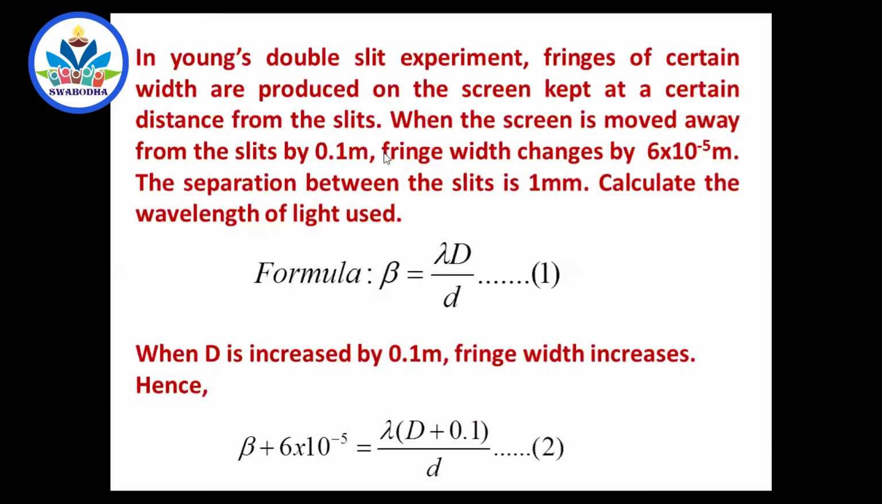Sometimes they give the sentence directly, saying that fringe width increases by 6 into 10 to the minus 5, then it is plus, right? Or the final value itself will be given. So you must be able to decode it in the exam under pressure. You will be under pressure, but still you must be very cool and decode it. So beta plus 6 into 10 to the minus 5 is equal to lambda, capital D is D plus 0.1, because capital D is increased by 0.1.